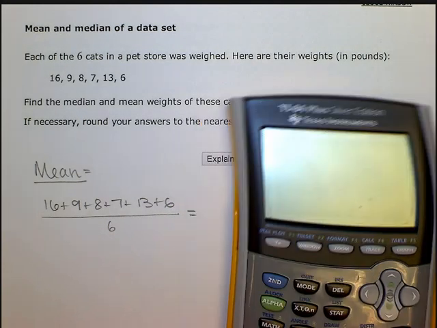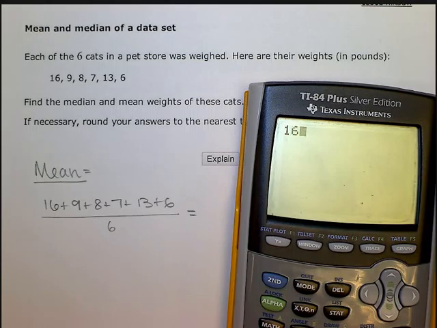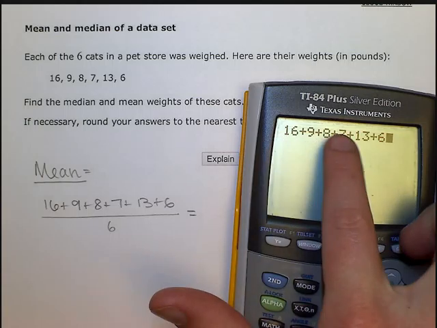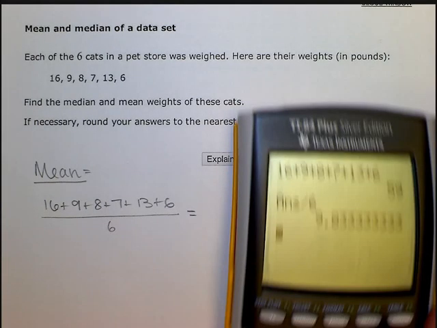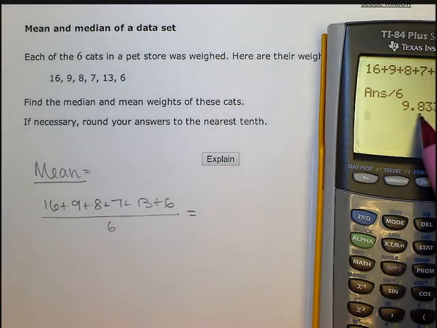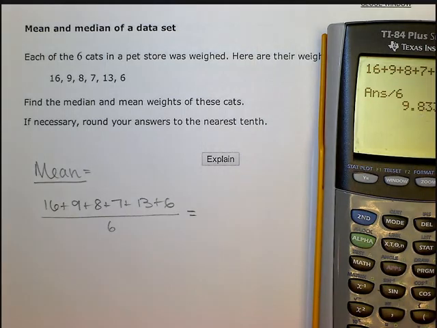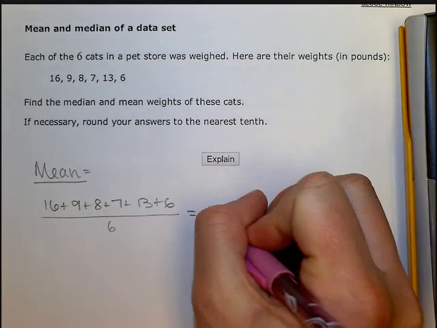So I'm going to do 16 plus 9 plus 8 plus 7 plus 13 plus 6. Make sure that's all 6 points. 1, 2, 3, 4, 5, 6. Enter. Divided by 6. So my mean is 9 point. They want me to round to the tenth, so I'm going to stop after the first number after my decimal. So it's going to be 9.8 pounds is the mean.